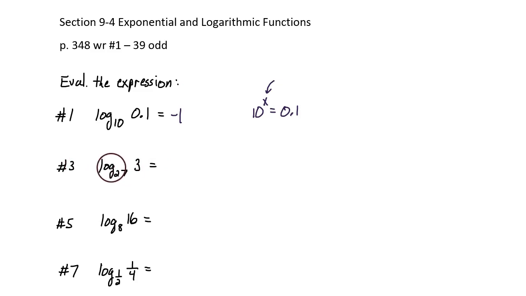Number 3, evaluate log base 27 of 3. If it helps, you can put an x in this position to help you create an exponential. The base 27 raised to the x power is equal to the number 3. 27 to what power makes 3? 3 is the cube root of 27, so the power has to be 1/3.